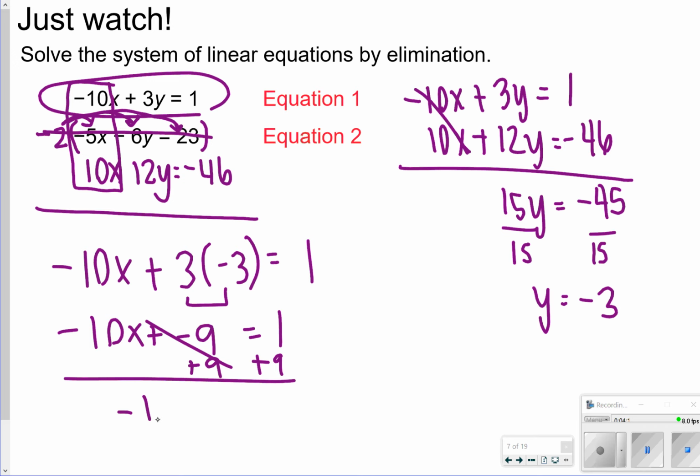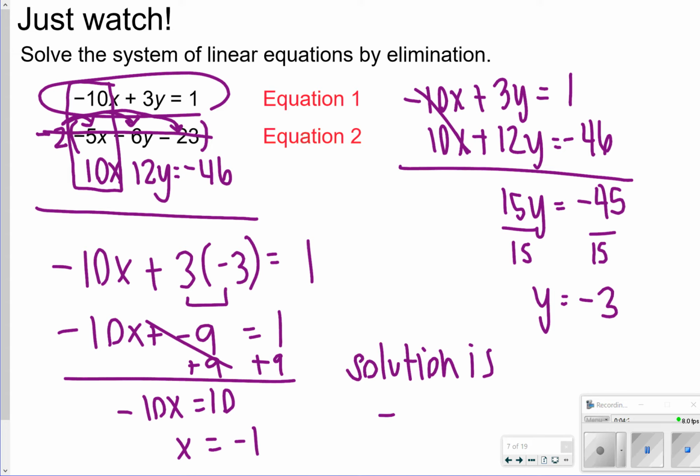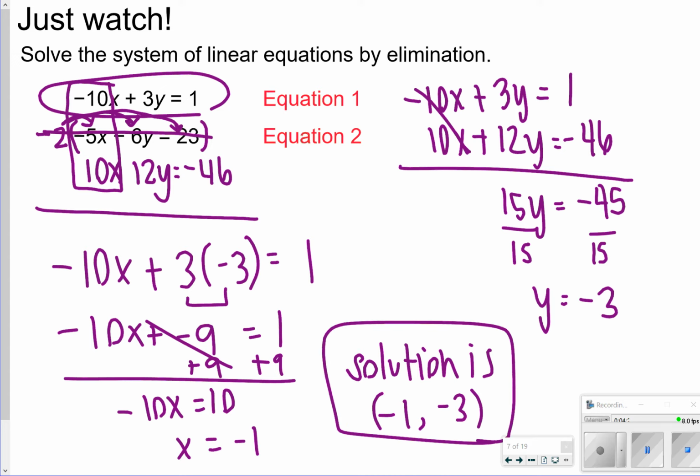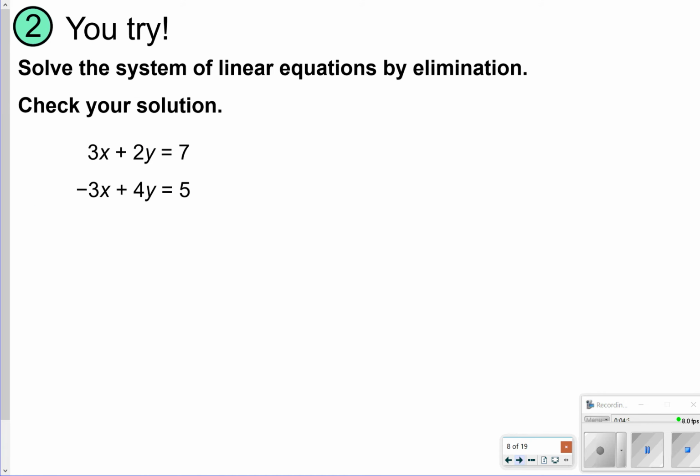So I get negative 10x is equal to 10. So that means x is equal to negative 1. So my solution is negative 1, negative 3 in ordered pair format. You always want to solve these linear equations and put them in ordered pair format, just like we've seen before. So here are some that you're going to start to try. Let's go ahead and try number 2 in your notes. Again, let's pause the video first, try it, and once you're done, click play.